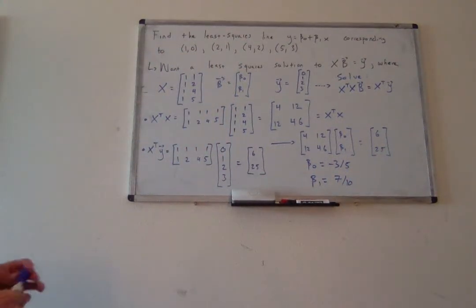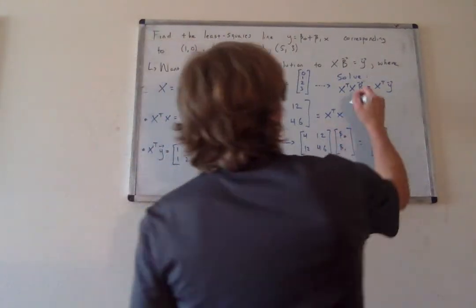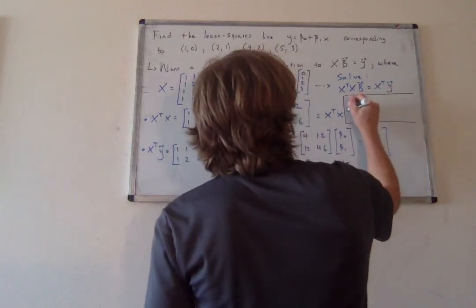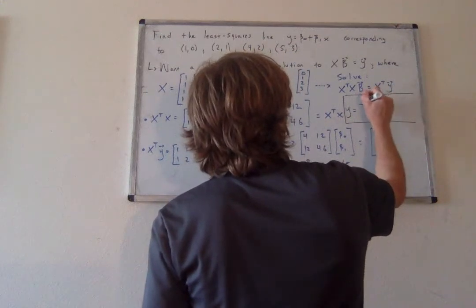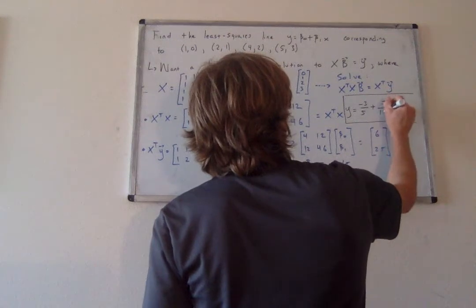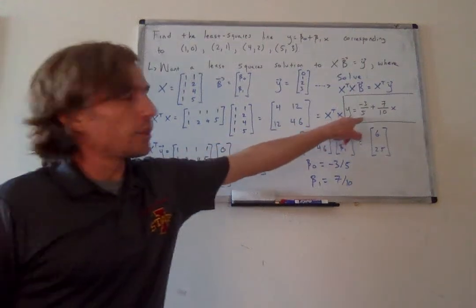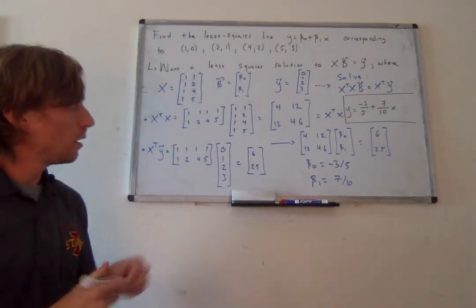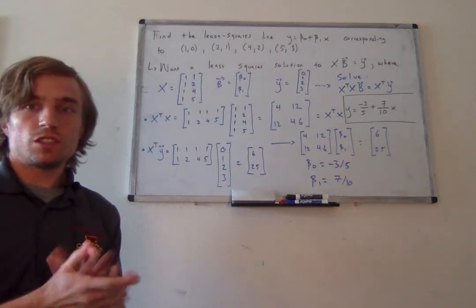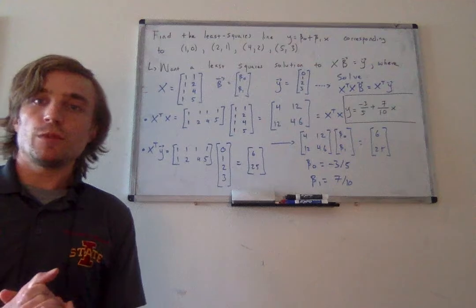And so this means that our least squares solution, or our least squares equation, is y equals negative 3/5 plus 7/10 x. Is our least squares line given this set of data. And so as you can see, finding this least squares line just required a few matrix operations.